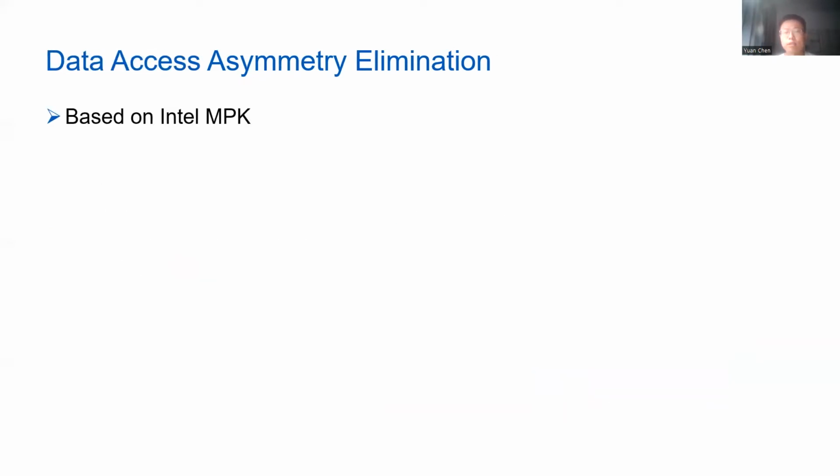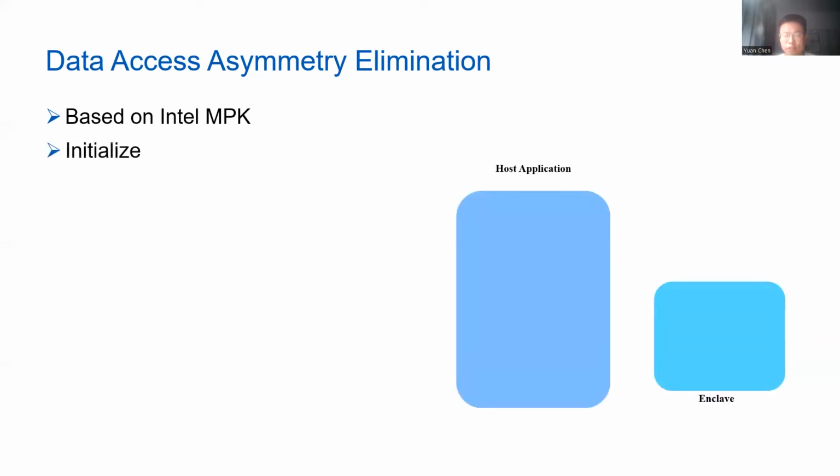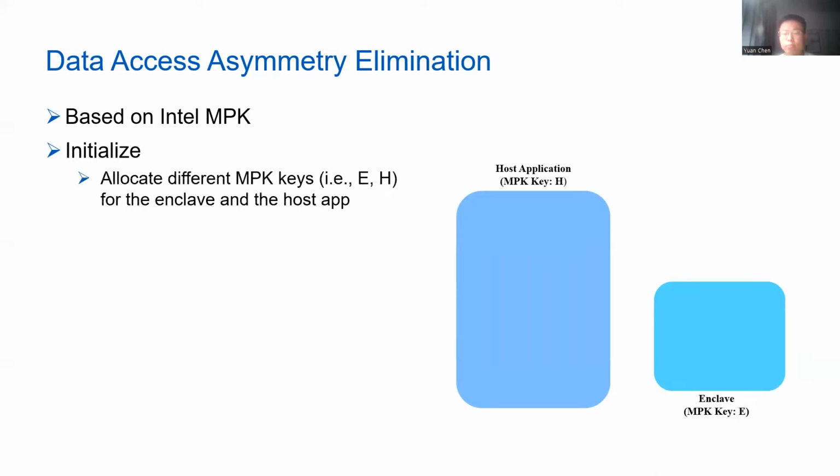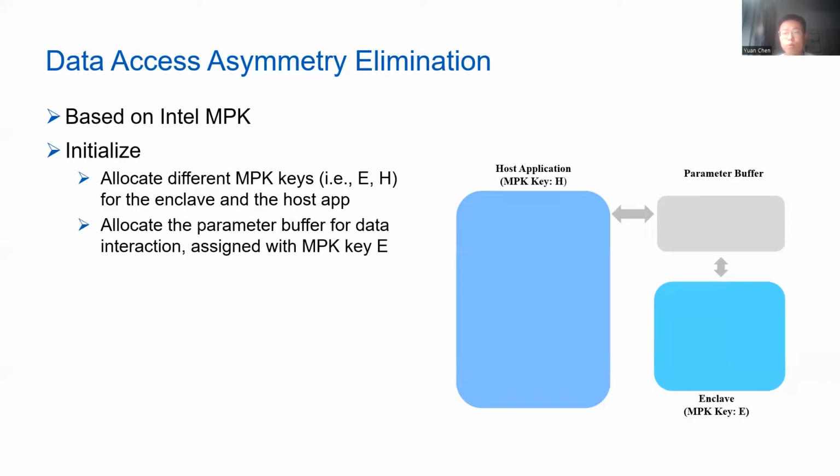Next, let's look at the data access asymmetry elimination. It is based on the Intel MPK technique. Firstly, in the initialization stage, we would allocate different MPK keys for the enclave and the host application respectively, E for the enclave and H for the host application. And then we allocate a parameter buffer, which is part of the host application's memory region, and we assign it the enclave's MPK key E.